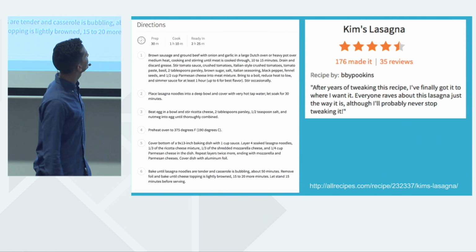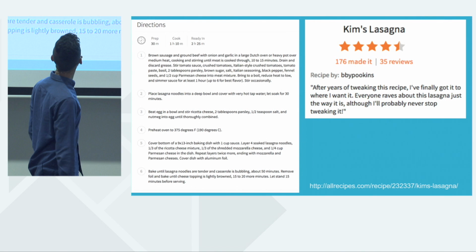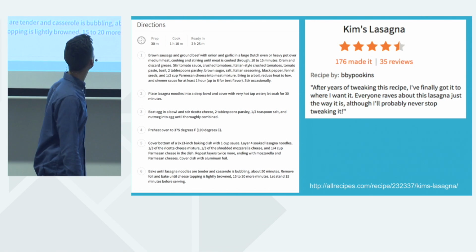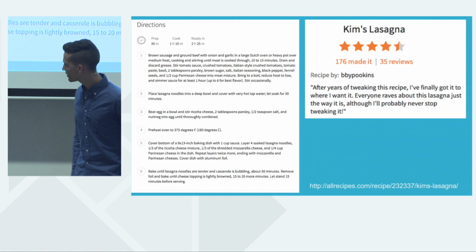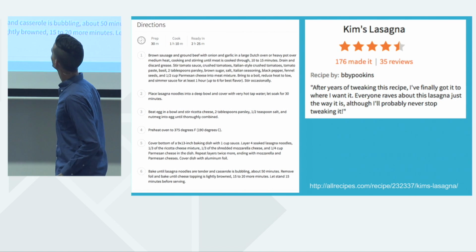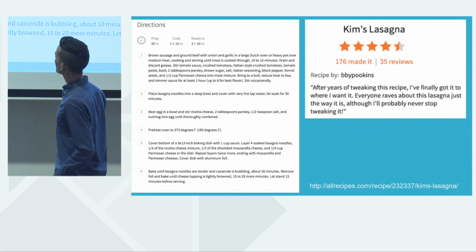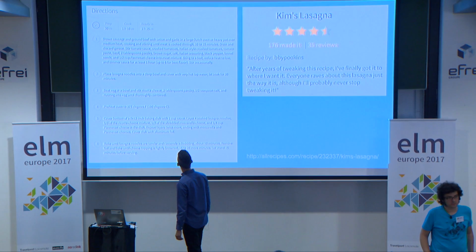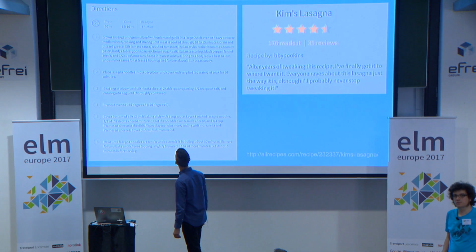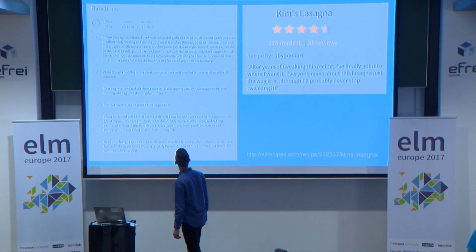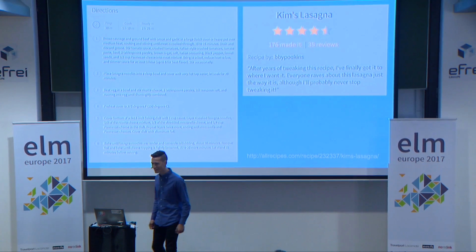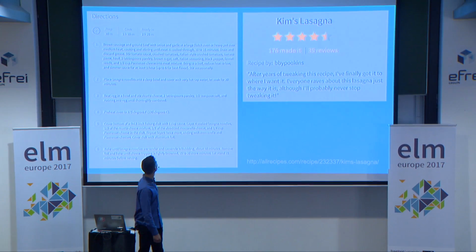4.5 stars, 35 reviews, one particularly good review, and I'm like, okay, I'll try my hand at this. It doesn't seem too hard. So I started reading through the recipe, and I was like, okay, only 30 minutes of prep, that's not so bad. Brown sausage and ground beef with onion and garlic in a large Dutch oven or heavy pot over medium heat, cooking and stirring until meat is fully cooked through, 10 to 15 minutes. Oh my God, I'm already so overwhelmed and stressed out by this.